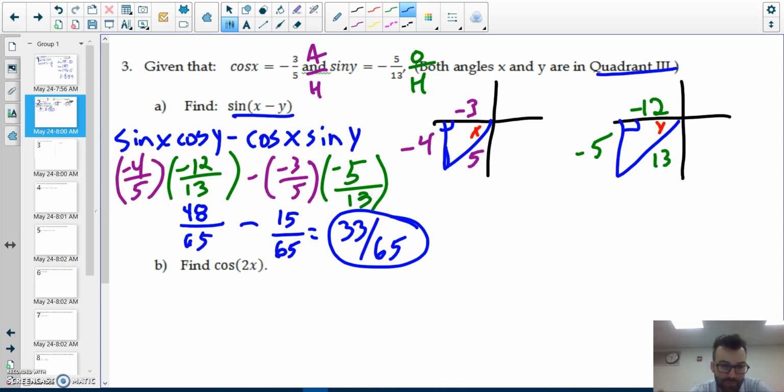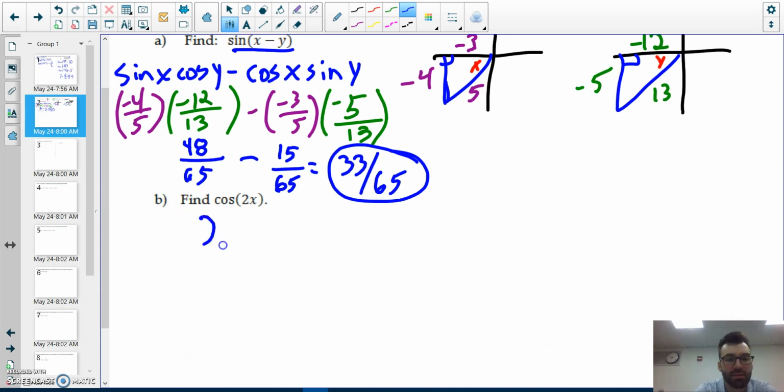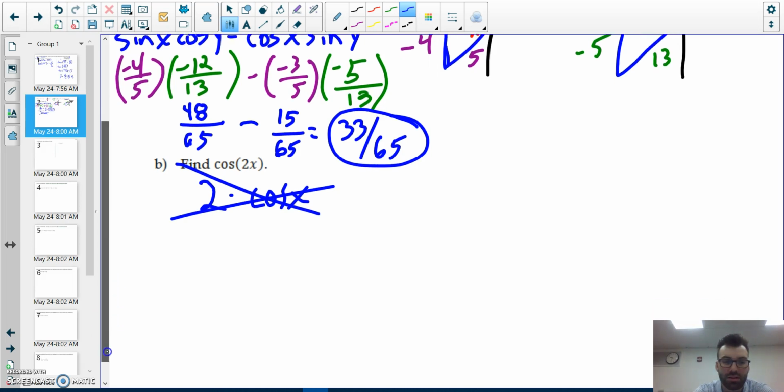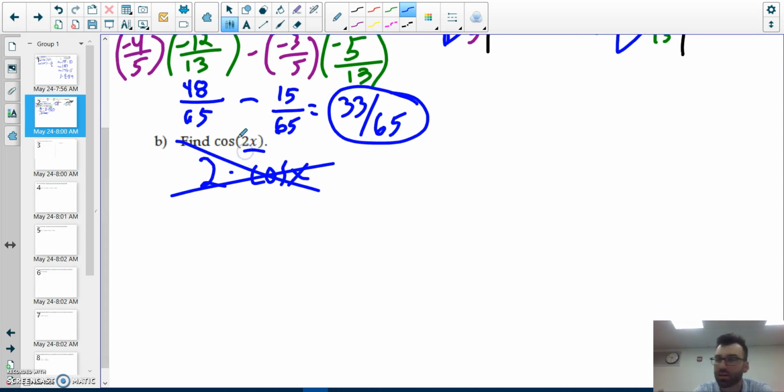Okay. Cosine of 2x is not the same as 2 times the cosine of x. This is not what we're looking for here. That is incorrect. Cosine of 2x is a double angle formula. You must look at your reference sheet anytime you see 2x in there. Look at the double angle formula. So that becomes cosine squared x minus sine squared x.